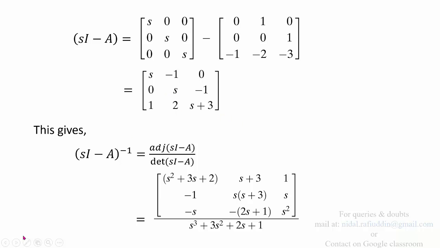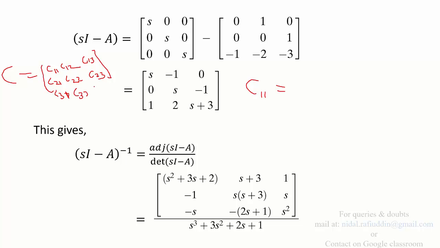In order to obtain the cofactor of this matrix sI minus A, if you can remember correctly, we wrote the element-wise cofactor matrix. For example, if we want to find C11, since the cofactor matrix is also going to be of the order 3 cross 3, having elements C11, C12, C13, then you have C21, C22, C23. Then the third row is C31, C32, and then C33.